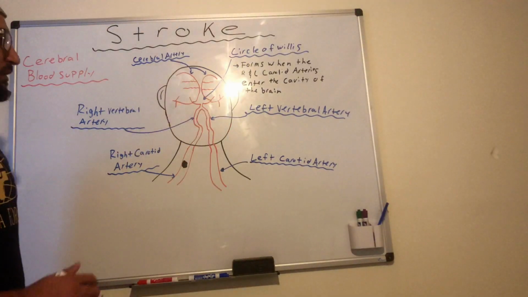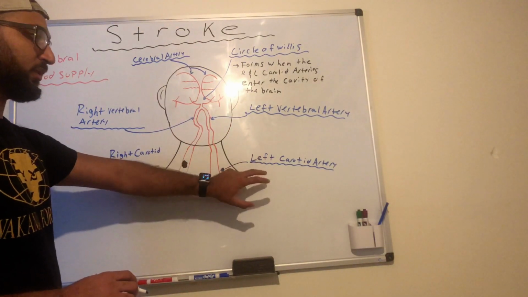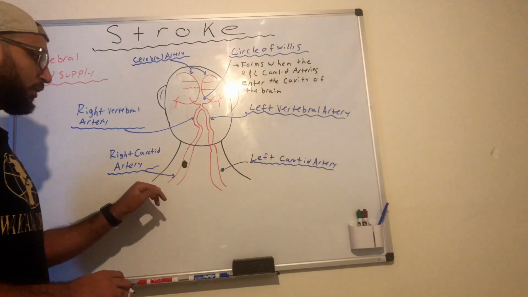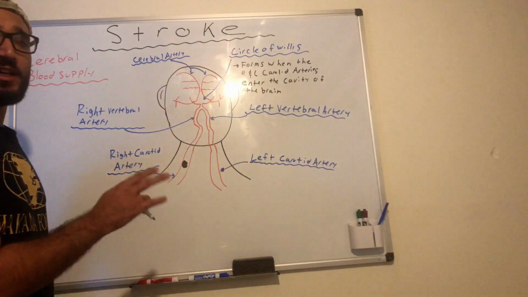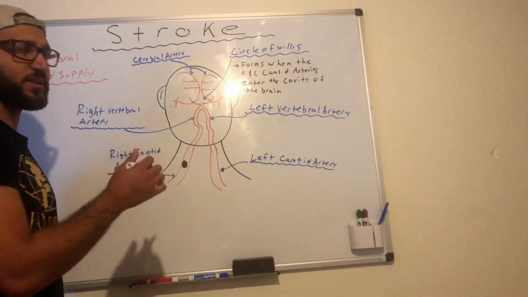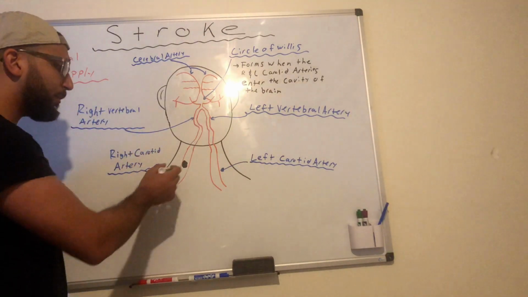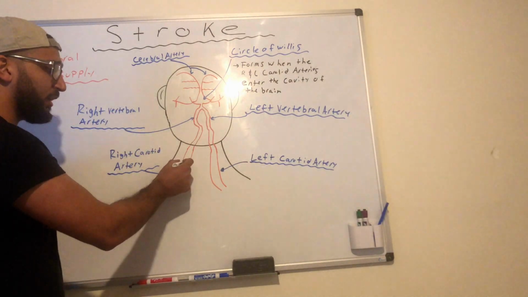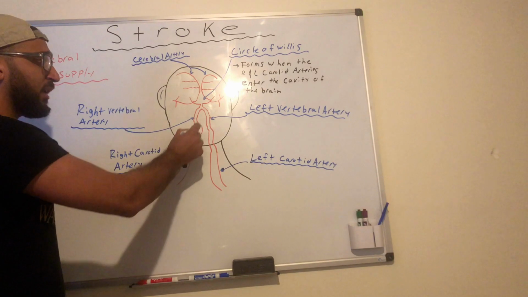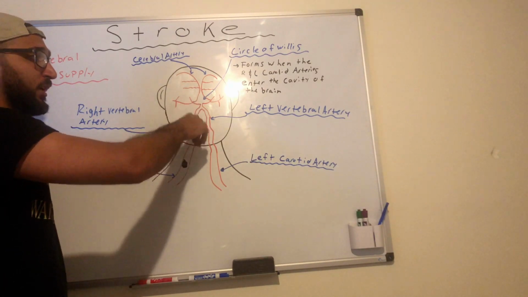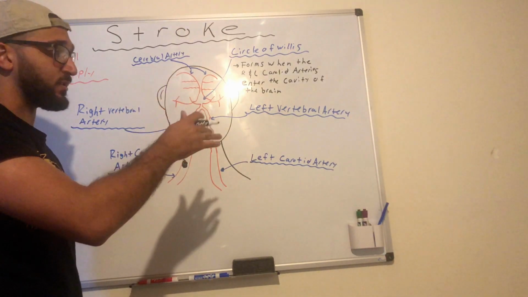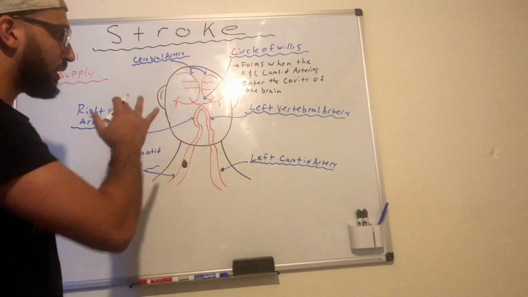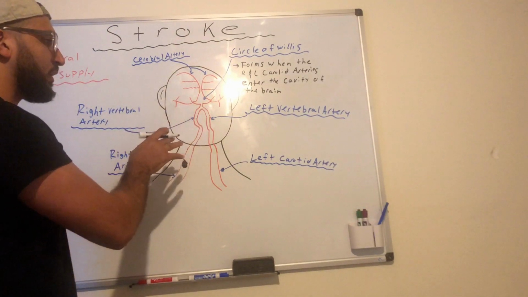So the cerebral blood supply begins within the left carotid and the right carotid artery. What's significant about that artery is that this is where plaque can typically build up, and it could break off, traveling into the other arteries, causing a major stroke. We'll talk about those other arteries right now.